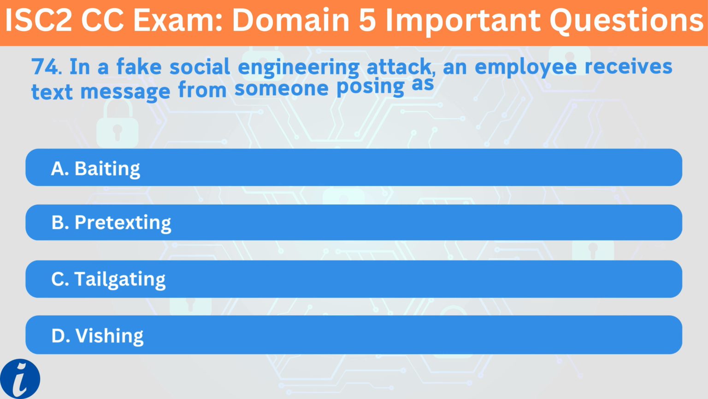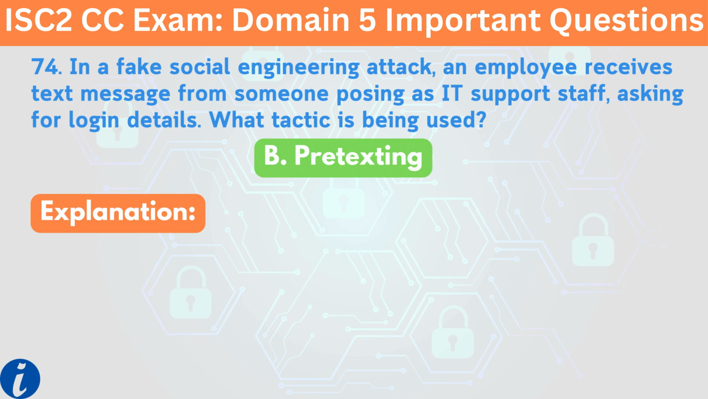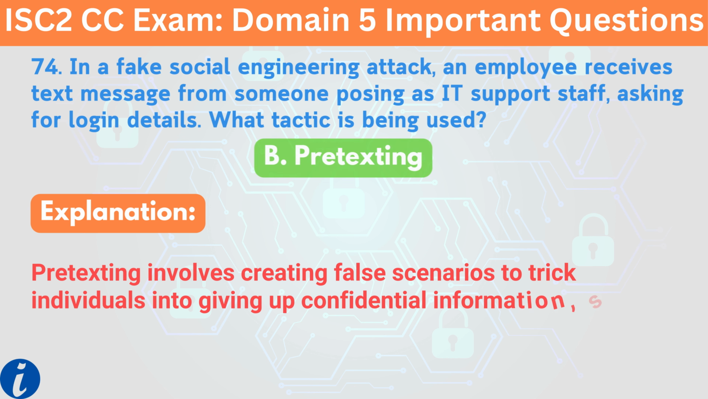74. In a fake social engineering attack, an employee receives a text message from someone posing as IT support staff, asking for login details. What tactic is being used? A. Baiting. B. Pretexting. C. Tailgating. D. Vishing. The correct answer is B. Pretexting. Explanation. Pretexting involves creating false scenarios to trick individuals into giving up confidential information, such as during a fake phone call.